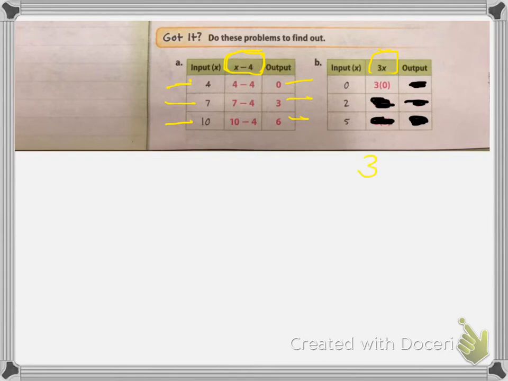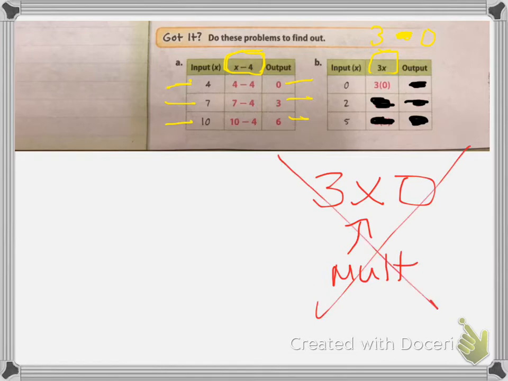I would also be fine with 3 dot 0. In fact, I would prefer it that way. The only thing that is not acceptable is 3x0. You cannot do 3x0 using that for multiplication. This is not an acceptable way to show me the function rule here.